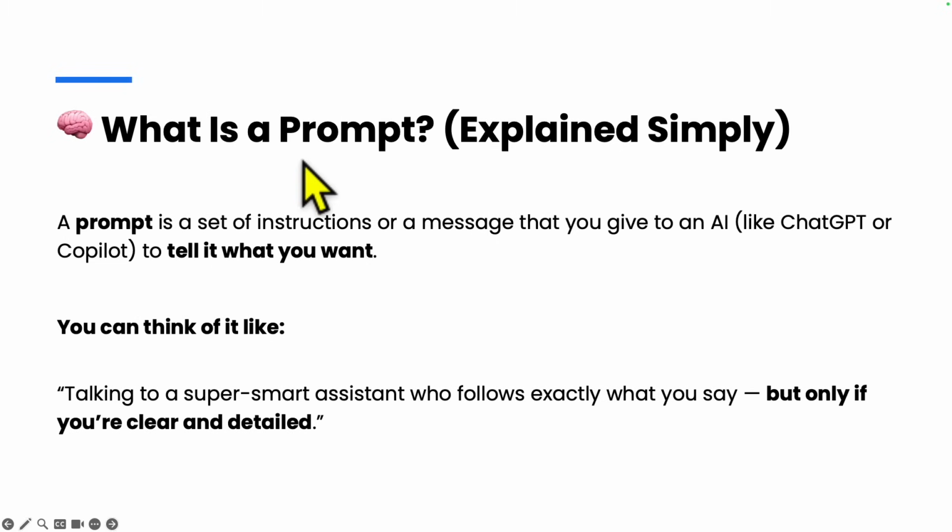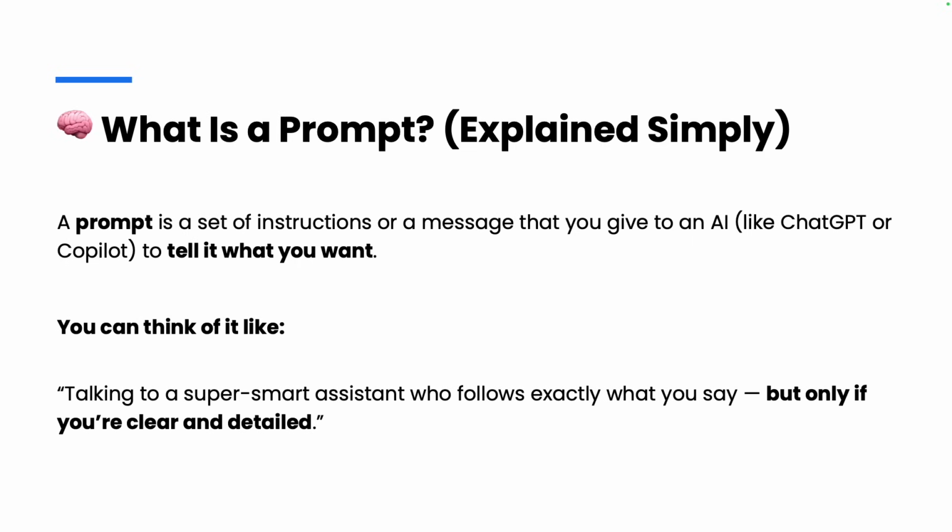So first and foremost, what is a prompt before understanding prompting techniques? A prompt is a set of instructions or a message that you give to an AI like ChatGPT or Copilot. These instructions are given to do something for you. Or if you want something, you give that instruction to the Gen AI and you expect an output from it. You can think of it like a super smart assistant who follows exactly what you say, but only if you are clear and detailed.